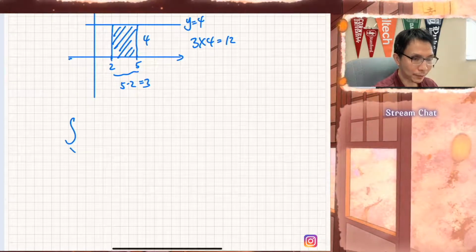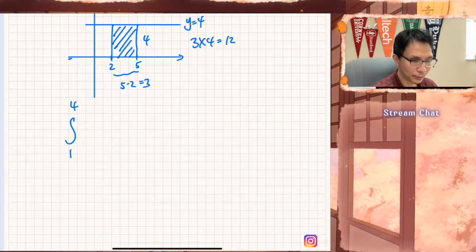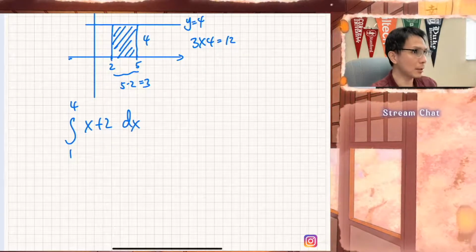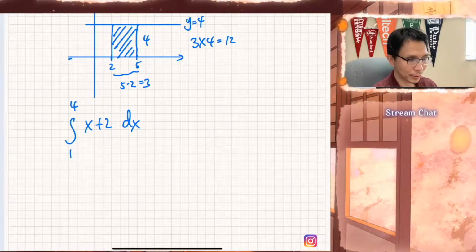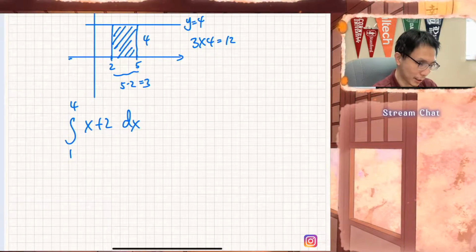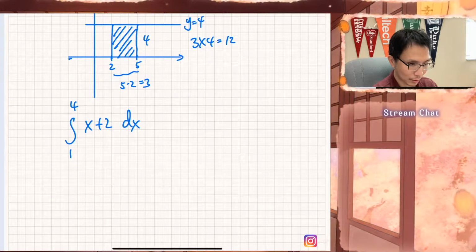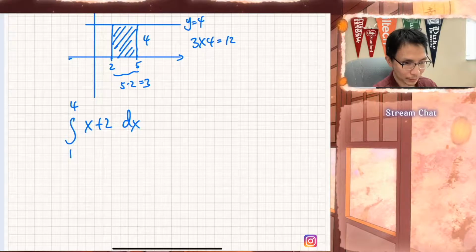What if I have the integral between 1 to 4 of x plus 2 dx? Now, without using calculus, but you just understand the idea of calculus, you can do this. So what did I say? A 4th grade student can figure this out, just because if they understand the concept, right?